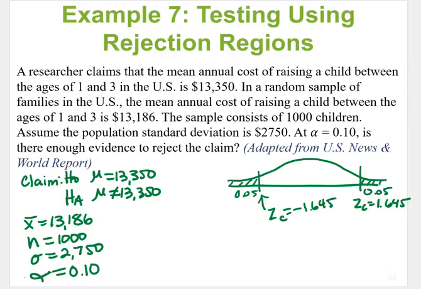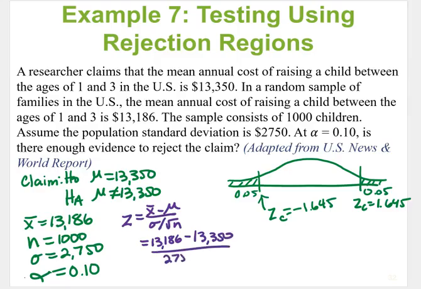All right, let's do our test statistic and find out where it falls. So X bar minus mu over sigma divided by the square root of n. So X bar is 13,186 minus the mu, which is 13,350, and then divided by sigma divided by the square root of 1,000. So I put all that in my calculator, and my test z statistic comes out to be negative 1.89. Notice it will fall in the rejection zone this time. Negative 1.89 would be here. It'd be lower than negative 1.64. So we are in the rejection zone.